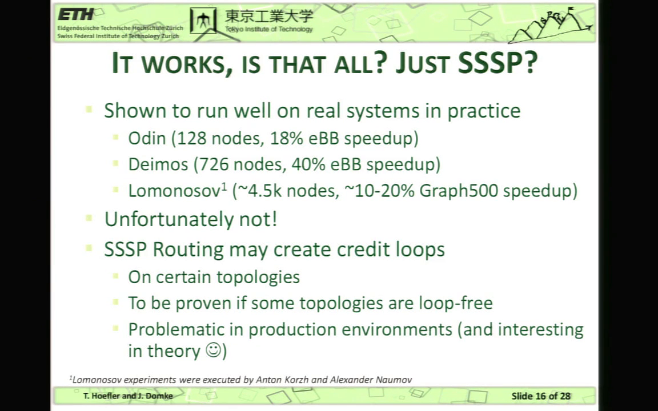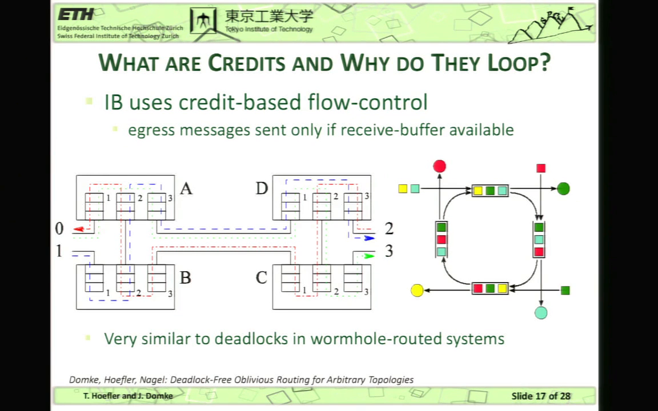Well, but the problem, especially we've seen with this machine, is if you run it for a while, it'll just get stuck. Well, why? Because there may be credit loops. And so what's a credit loop? Credit loops are something that's also relatively interesting in theory. If you know a lot of details about InfiniBand, you know that it's a reliable transport protocol. So you will only send a message to the next switch if the next switch actually has buffer available. So that's credit-based flow control, right?